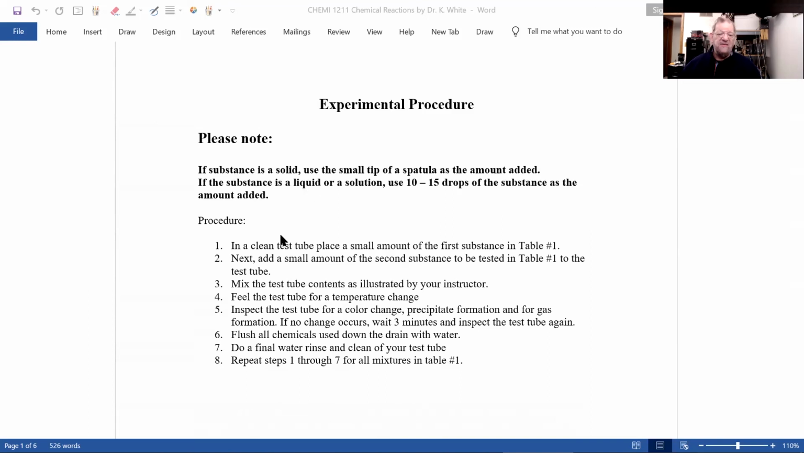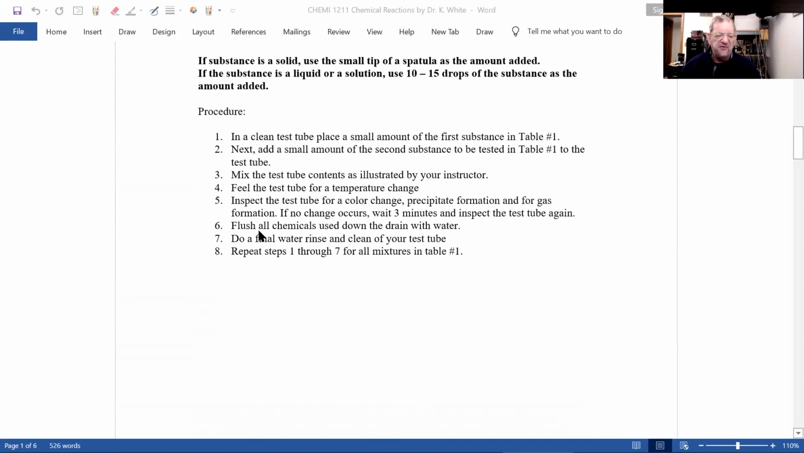If you have a solid, put a small amount. If you have a liquid or a solution, which I'll teach you later on what is a solution, you'll add about 10 to 15 drops, or you could do more. The procedure you'd use is in a clean test tube. It's always good to start out with clean ones. Put a small amount of the first substance from table 1, then add a small amount of the second substance from table 1. You mix them as illustrated by your instructor.